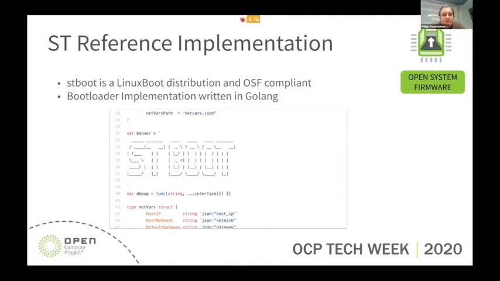So yeah, StBoot is a reference implementation of our concepts. We decided to do that as part of a Linux boot distribution. It's currently upstream, so you can look at it. It's also on the System Transparency homepage, where you can find a lot of information on how to set it up and do it yourself. At the moment, we are OSF compliant, and I will come later to why. Basically everything is open source and you can use it. This is also the same for the software transparency log. And the bootloader implementation is written in pure Golang, which makes it nice to integrate u-root and Linux boot together.